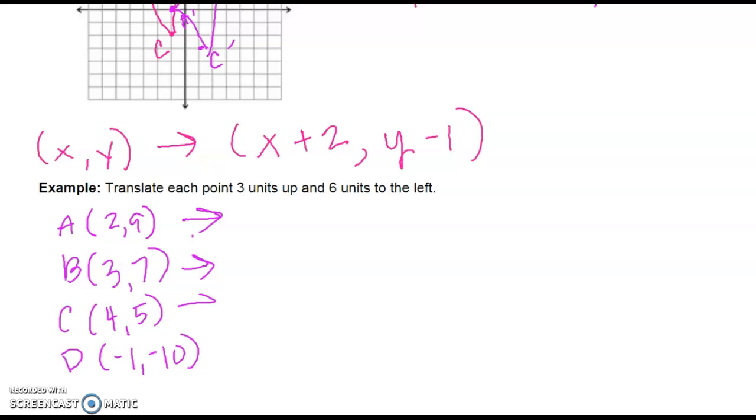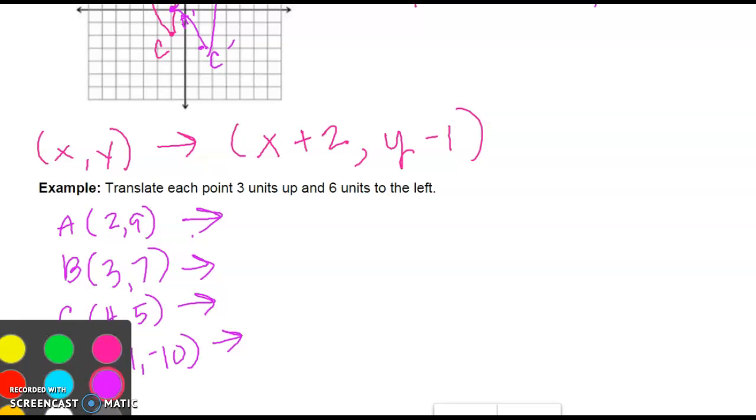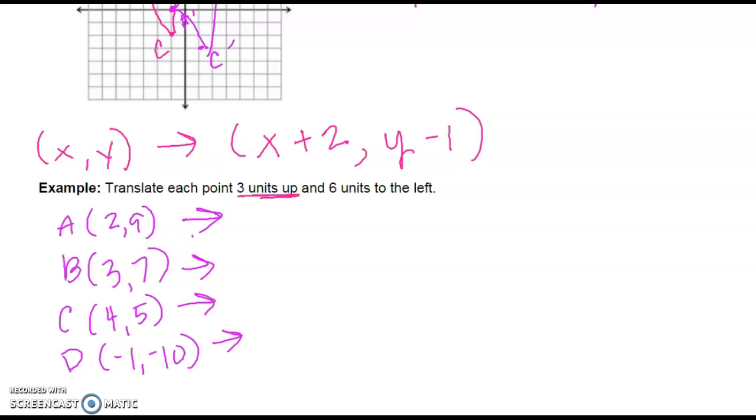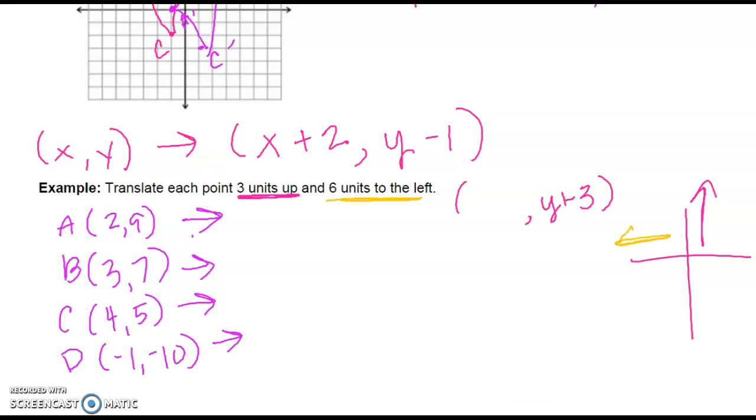So this time we don't have a coordinate grid to help us visualize this. We just want to think about the rule itself. So let's start by thinking about this 3 units up. So remember, when we're going up on our coordinate grid, that's going to increase our y. So we know that our y value is going to increase by 3 units because I'm going 3 units up. And then over here, I have 6 units to the left. So that's going to affect my x value. If I'm going to the left on my coordinate grid, I'm getting smaller by 6. So my rule will be x minus 6, y plus 3.